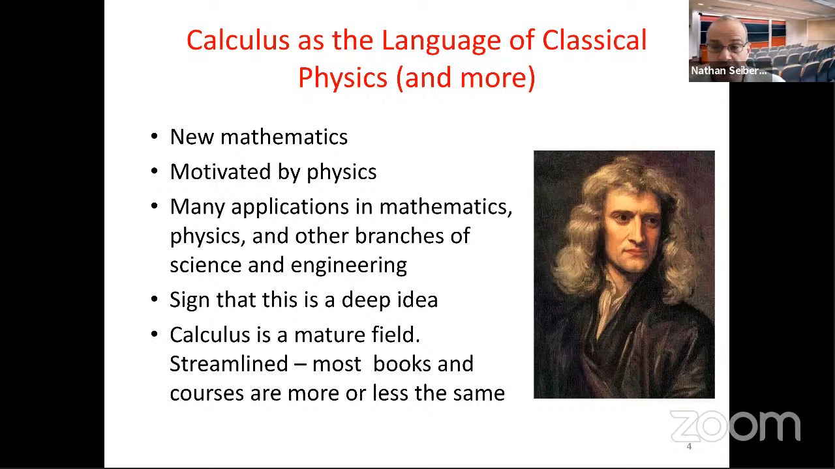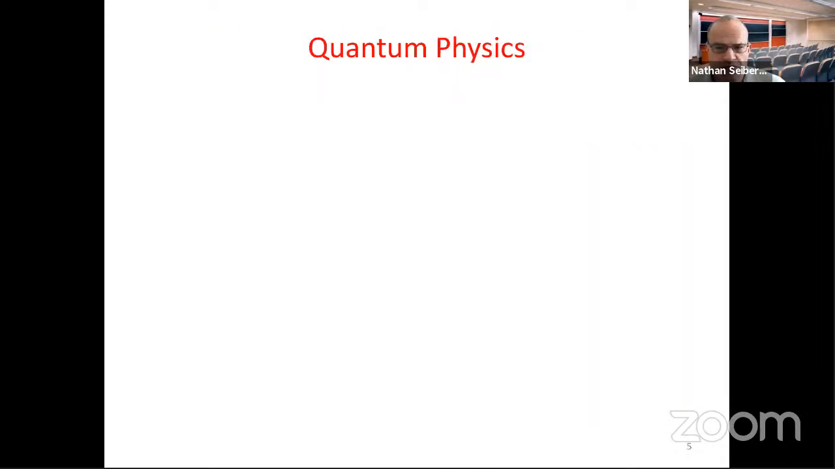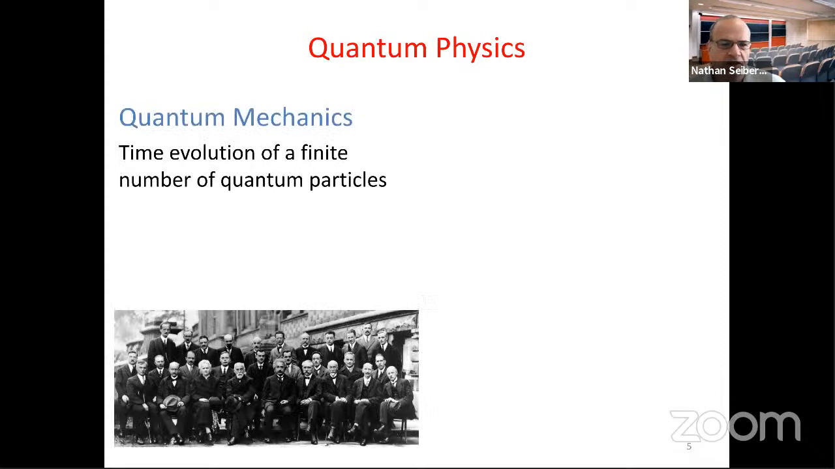Let us move to the 20th century, and instead of classical physics, we're going to have quantum physics. And just as classical physics was divided into two parts, quantum physics is also divided into two parts. The first is quantum mechanics, which is the quantum generalization of classical mechanics, and it describes the time evolution of a finite number of particles.